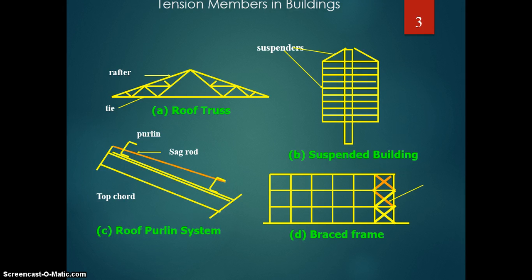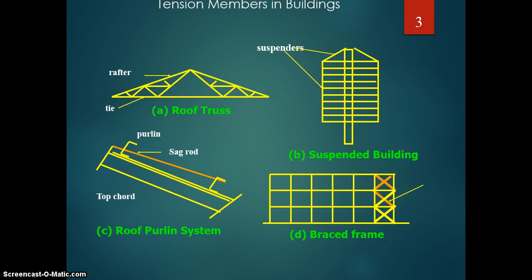Then third is your roof purlin system. The top member of the truss is your principal rafter. On the top member you provide the purlin sections. Purlins may be angle sections, channels, or I-sections, and these purlins are connected with the sag rod. The sag rod is again a tension member.